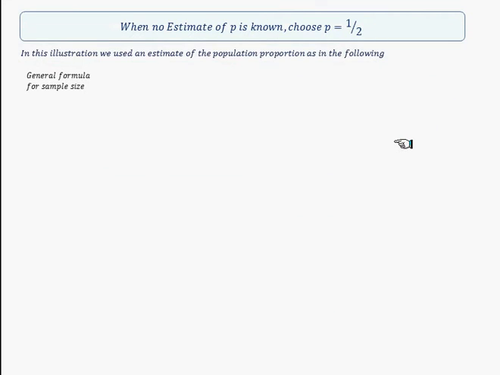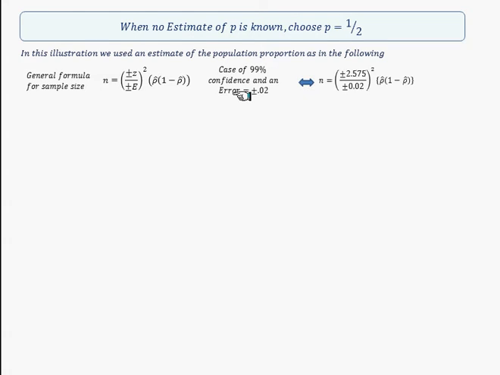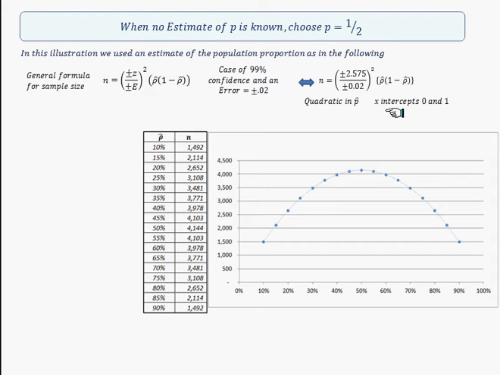Now, when no estimate of p is known, if we don't have a value of p hat, we have this general expression here. Now watch what happens. We substitute these values in, and the error term is plus or minus 0.02, 99% confidence, 2.575. This is a quadratic in p. The intercepts are p hat equals 0 and 1. That's coming on the screen here now.